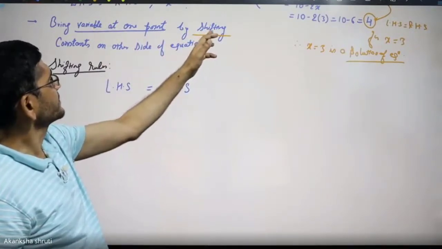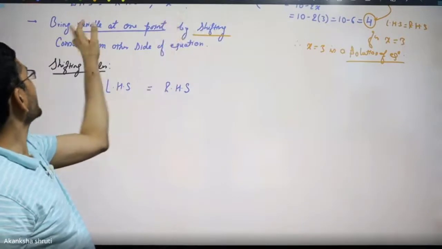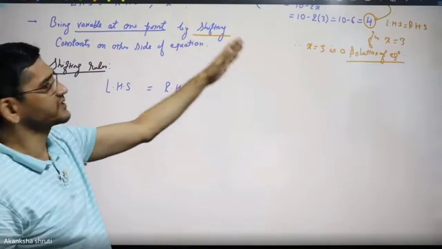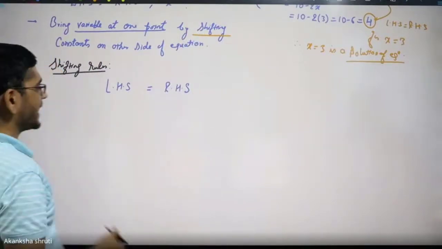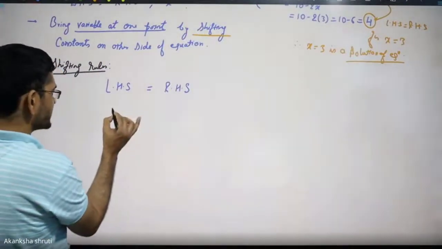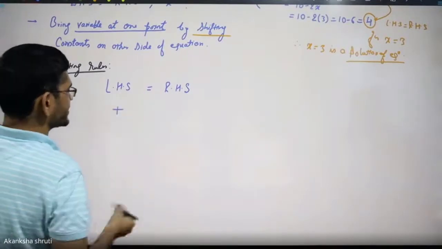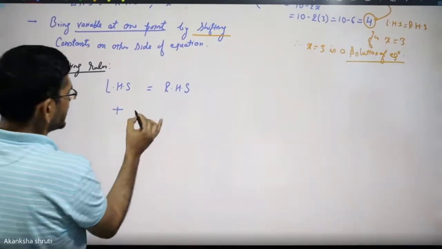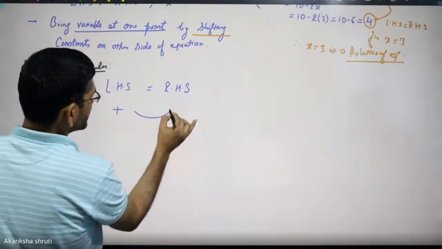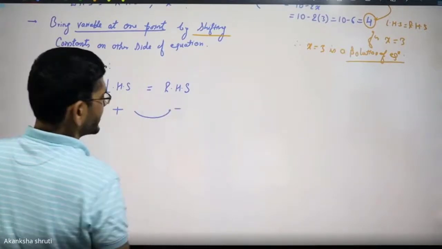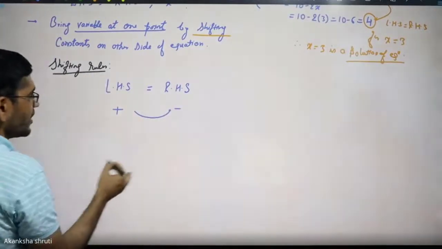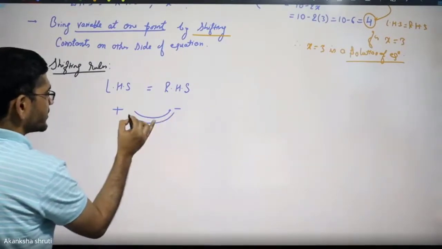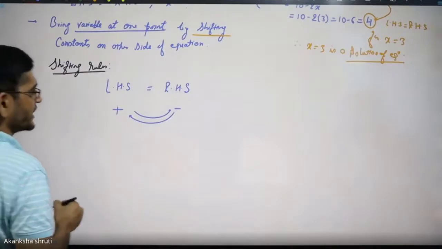By shifting, all the variables are brought to one side and all the constants are sent to the other side. For that, we are applying a simple rule. Let us start with addition. If something is added on the left hand side and you bring it to the right hand side, it will turn negative. Or if something is negative on the right hand side, it will turn positive when brought to the left hand side.